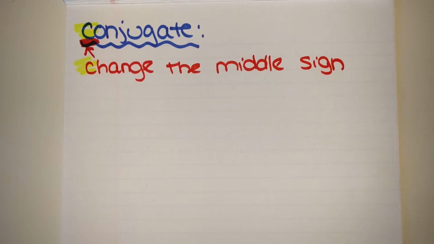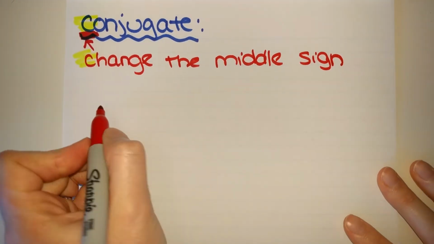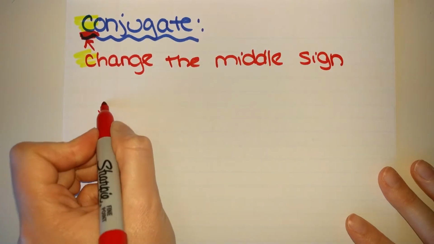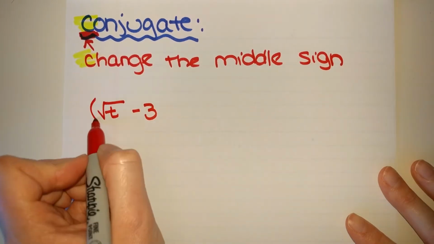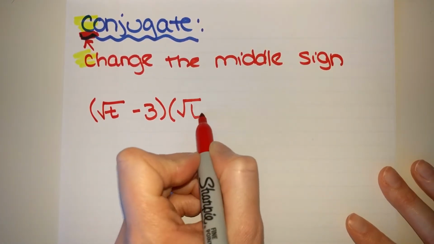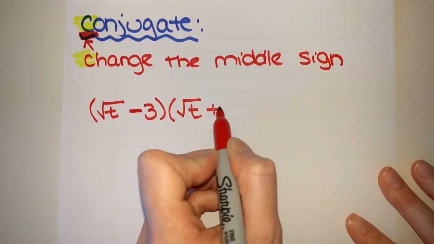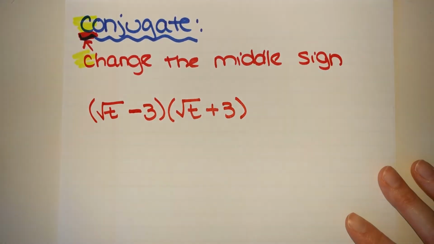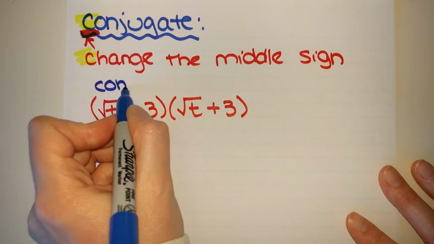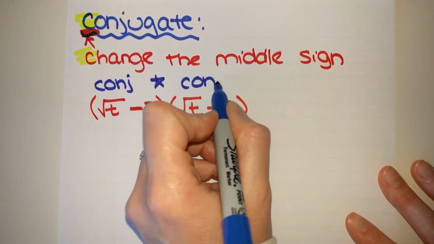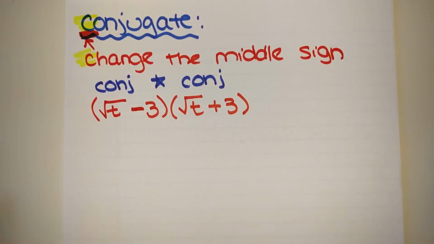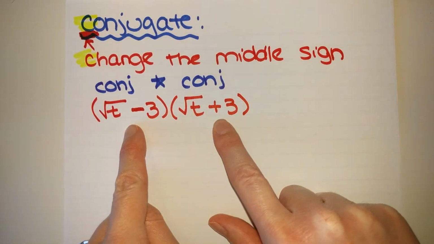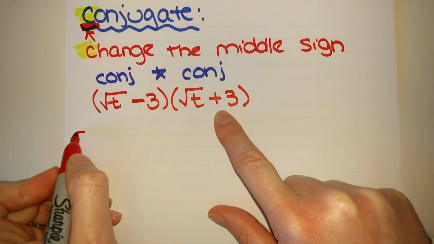So the reason why we care about this conjugate, again, we kind of look at it and it's like, why do we really care about it? But when you do have a conjugate, so for example, if I have the square root of t minus 3, the conjugate of that would be the square root of t, change the middle sign, plus 3. So if I multiply a conjugate by another conjugate, if you just look at the structure of this problem, you're going to have to FOIL it out because you have 2 terms times 2 terms. Now, let's see what happens when we do that.